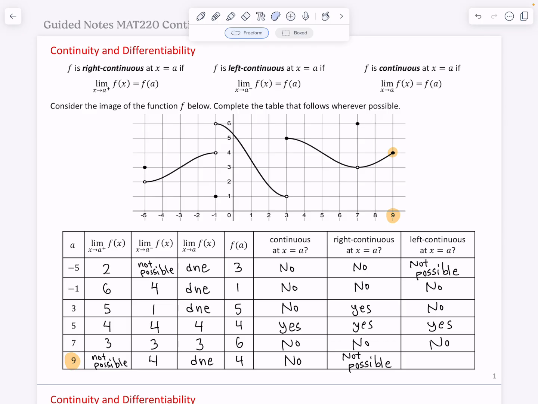And is the function left continuous, with the left limit and the y-coordinate matching? So the answer here is yes. In other words, as we approach 9 from the left, we approach a solid dot. Okay, let's go to the next page.